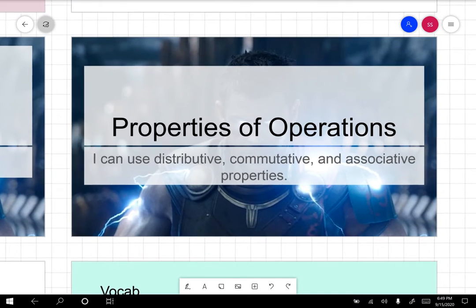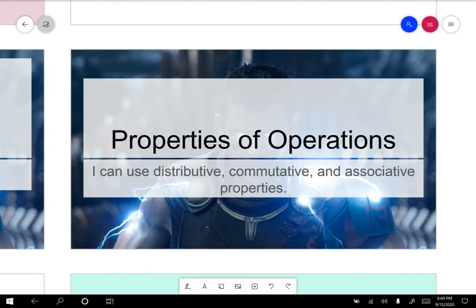So let's do this. We're going to talk about properties of operations. We're actually going to start, because the distributive property uses this stuff, with expressions. We're going to talk about like terms, and we're going to talk about rules of exponents. And then we'll get into the distributing because we have to know that stuff first.